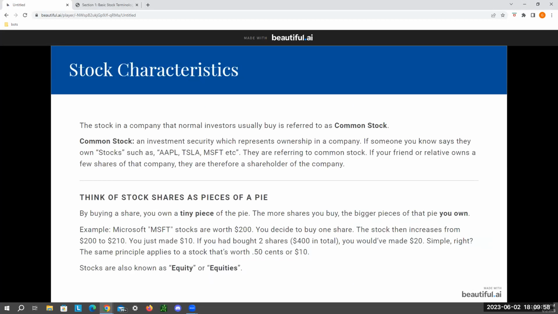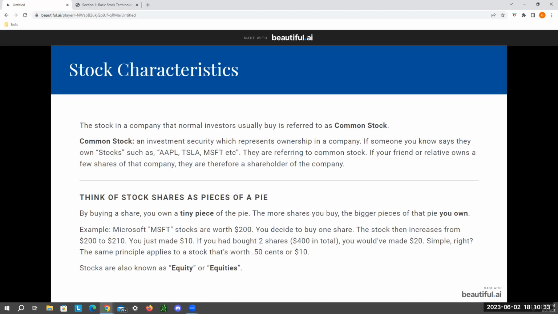Stock characteristics. So we'll get into what stocks are essentially. Most of the stock that people are buying is called common stock. Most normal investors aren't buying what is oppositely known as preferred stock. So we're just going to talk about common stock for today. Common stock is an investment security which represents ownership in a company. So if someone you know says that they own stocks such as Apple, Tesla, or Microsoft, they're referring to common stock. If your friend or relative owns any few shares of a company, they are therefore a shareholder of that company. Think of stock shares as a piece of a pie. Remember that. By buying a share, you own a tiny piece of the pie. The more shares you buy, the bigger pieces of that pie you own.